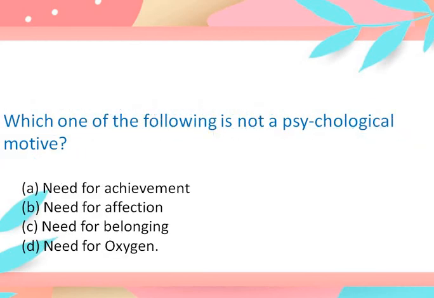Which one of the following is not a psychological motive? Need for achievement, need for affection, need for belonging, need for oxygen. The correct answer is D. Need for oxygen is not a psychological motive.